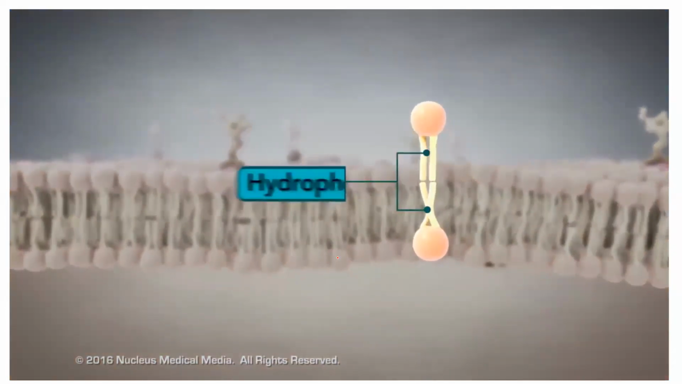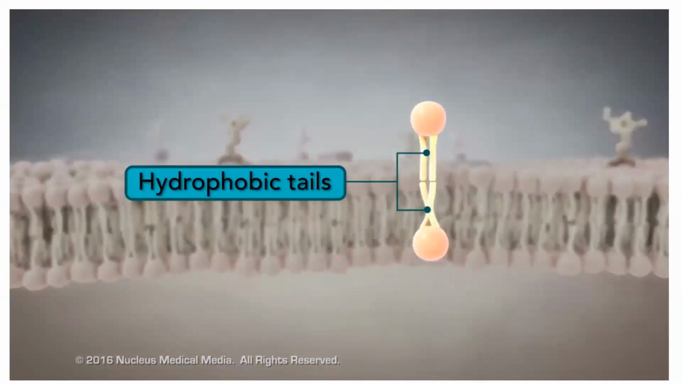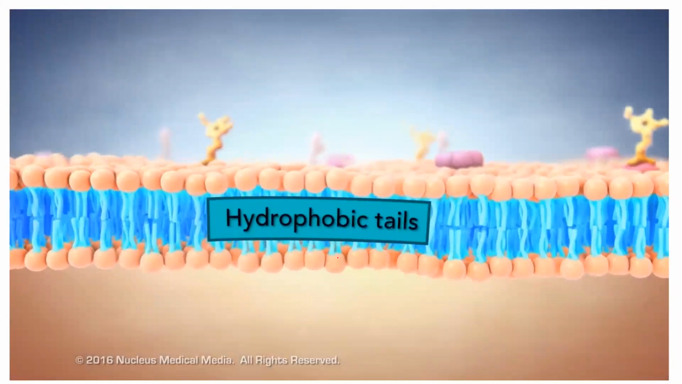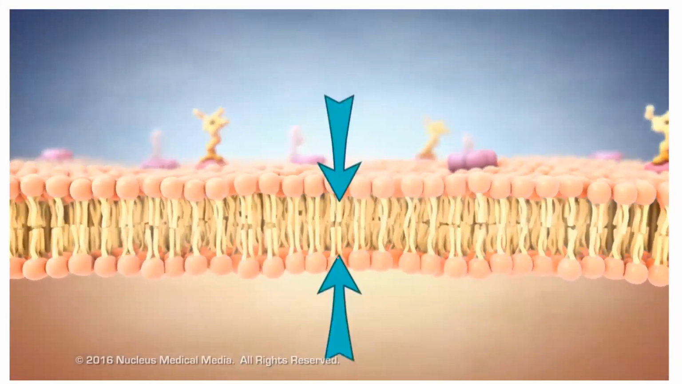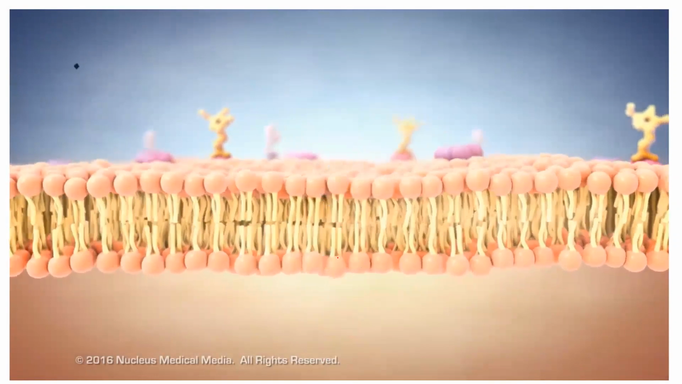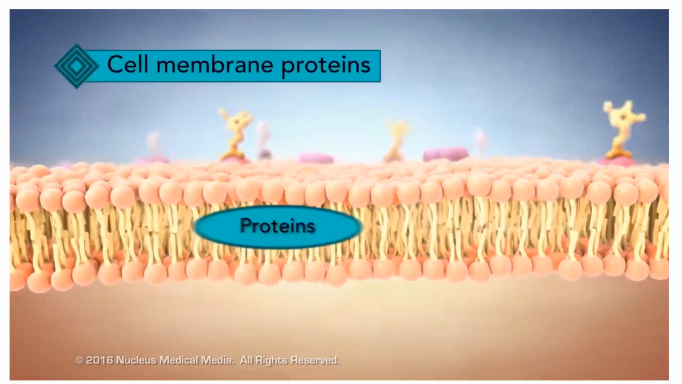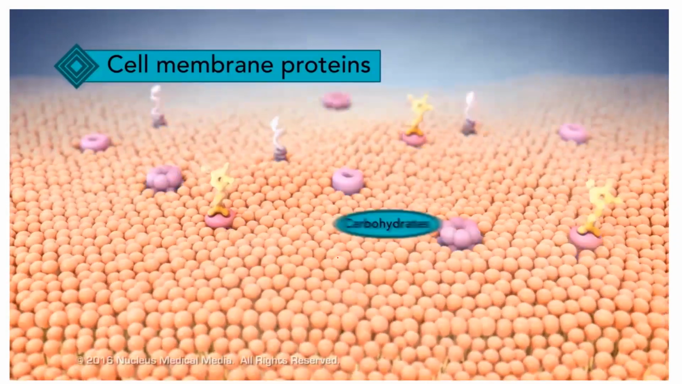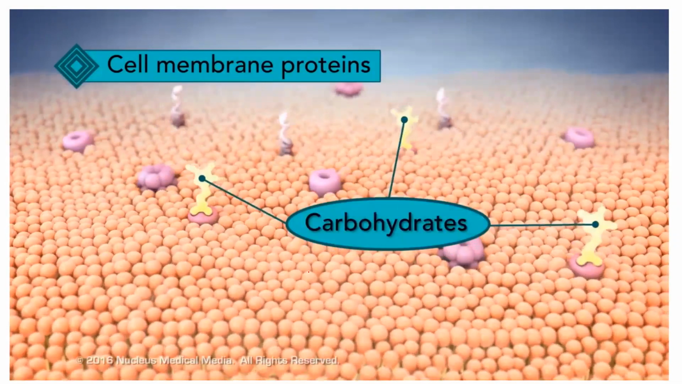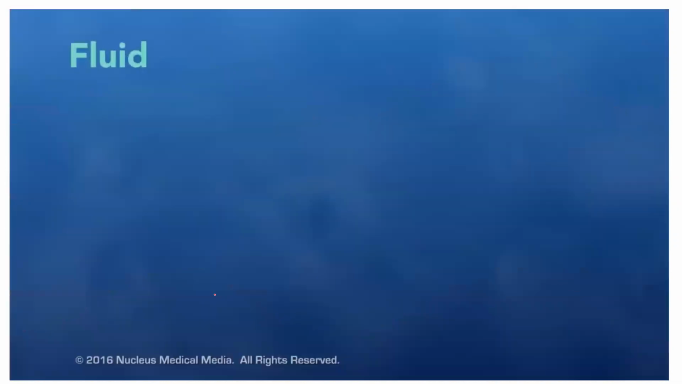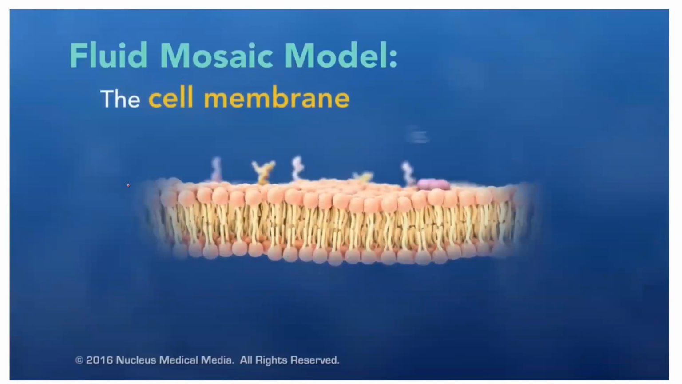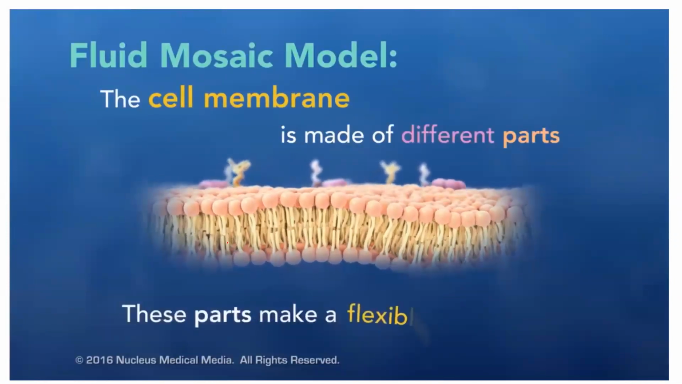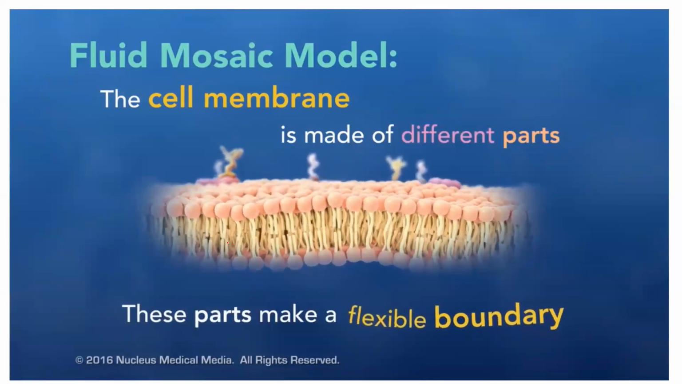The phospholipid tails are hydrophobic, which means watery areas repel them, so they orient toward each other in a direction as far away from the watery content as possible. There are also scattered proteins embedded in the phospholipid layers, some with carbohydrates attached. So, in the fluid mosaic model, the cell membrane is made up of different parts, and these parts make up a flexible boundary around the cell.